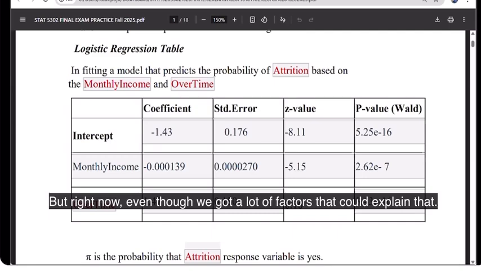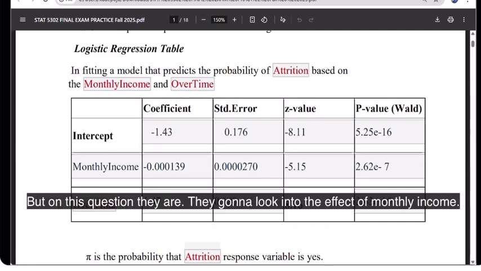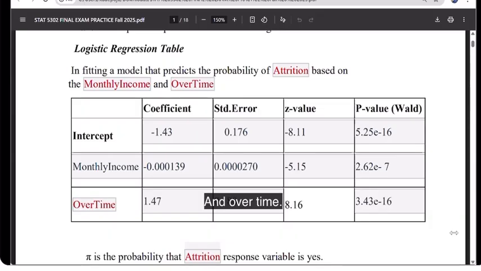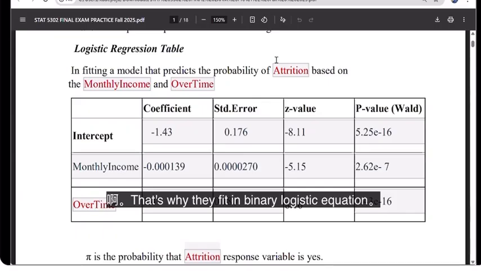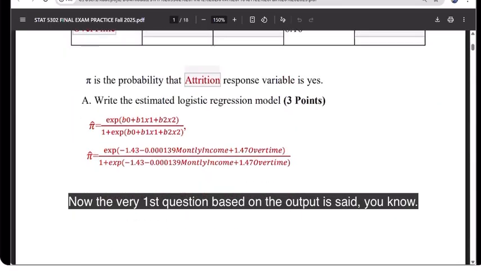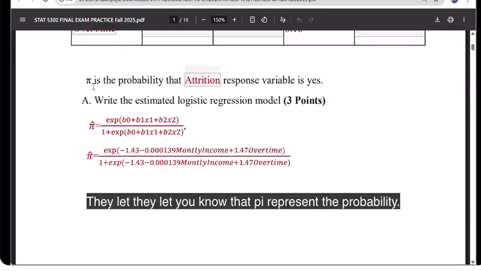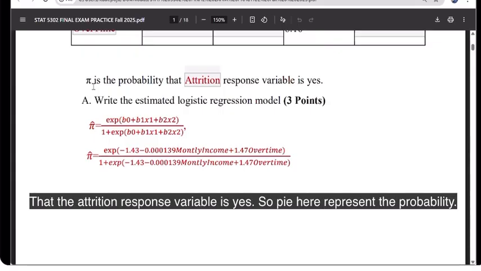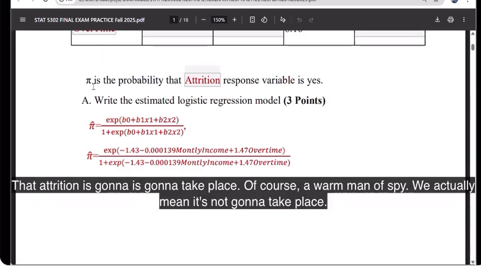Even though a lot of factors could explain that, on this question they want to look into the effect of monthly income and overtime. Because attrition could occur or not, they fit a binary logistic regression. The very first question based on the output says that pi represents the probability that the attrition response variable is yes. So pi represents the probability that attrition is going to take place, and 1 minus pi means it's not going to take place.